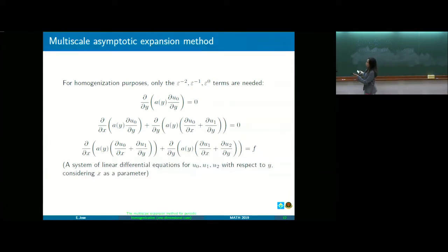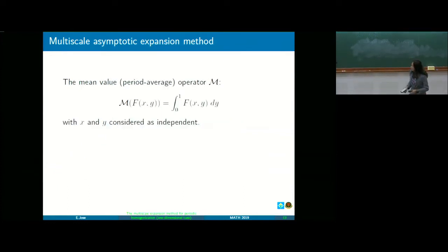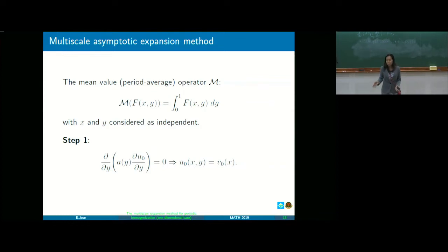Okay, so let us begin with the first one, step one. But before that, let us introduce what is called the mean value or period average operator M, which is defined to be the integral of, say, a function f from 0 to 1, with x and y considered as independent. So the first step is to consider the first of the three equations. We have u0 of x, y is just some function v0 in x only. So we have u0 of x, y equal to v0 of x.